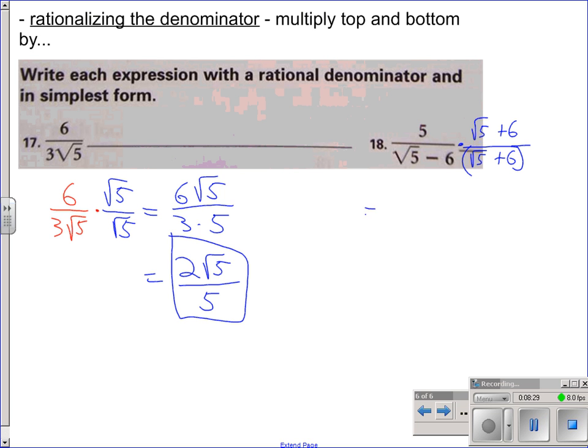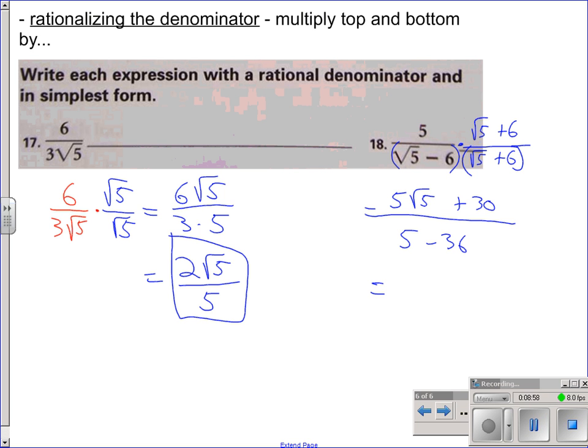So to do this problem, the fractions, we just multiply straight across. So we got 5 square root 5, and then a plus 30. In the denominator, it's really the difference of squares pattern. Square root of 5 times square root of 5 is 5. The inside terms is going to be a negative 6 square root of 5. The outside terms is a positive 6 square root of 5. Those cancel out. Minus 36 from the last terms.